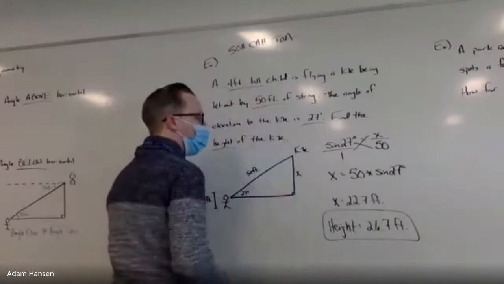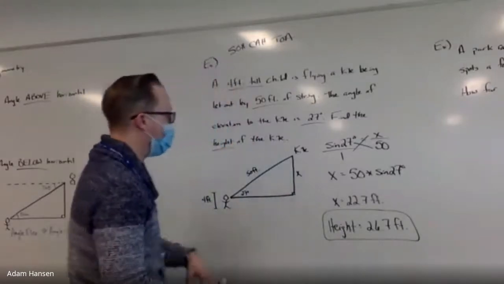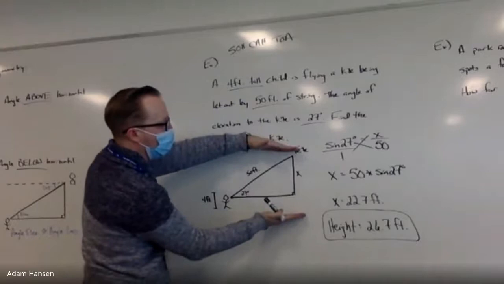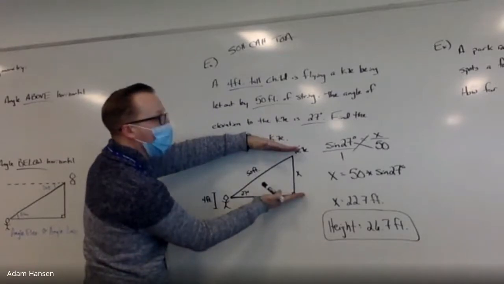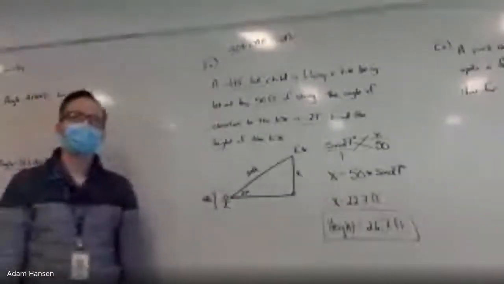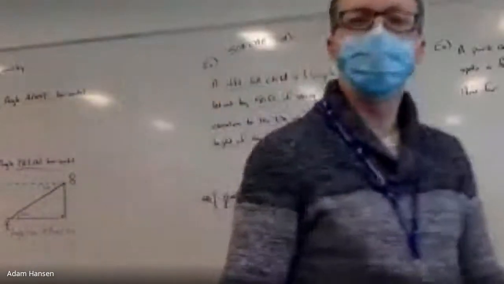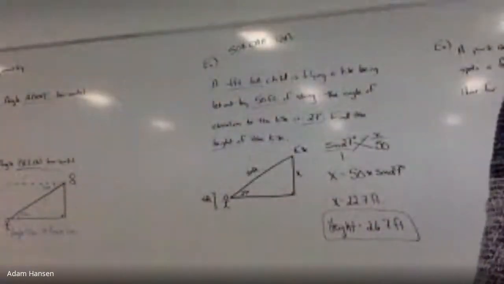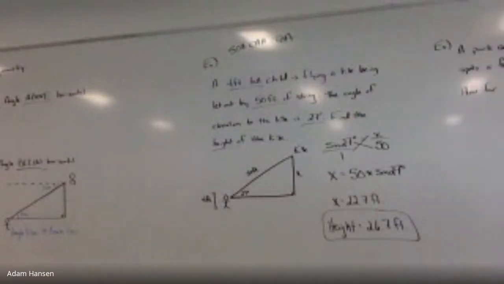Add on 4 more. The height of the kite is in two different pieces, from the surface up to the person. The kite off the ground. All right. It's a good angle relation question. Let's try one more.